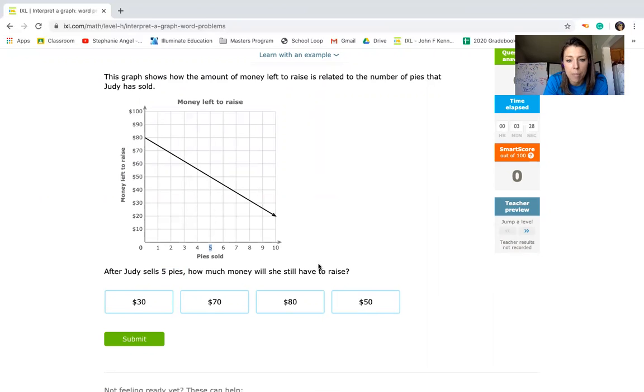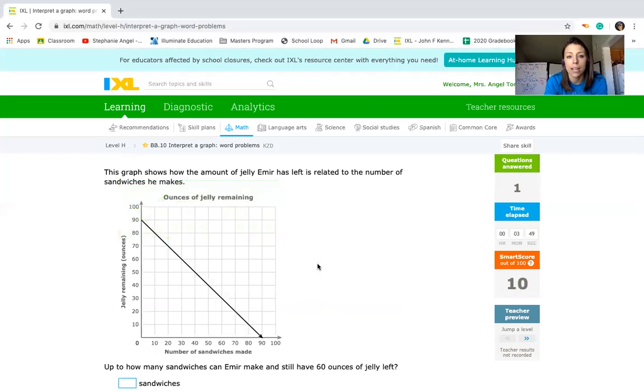Now, to find the amount of money that she'll have left to raise, I'm going to take my cursor and go over to the y-axis. And it looks like the amount of money associated with 5 pies is 50. So after selling 5 pies, she still has to raise $50. Let's see if that was right. All right, look at that.